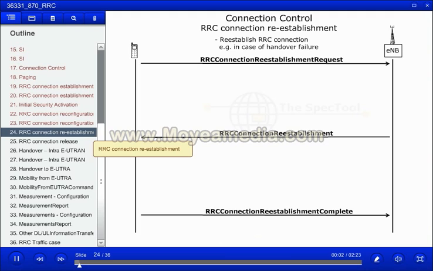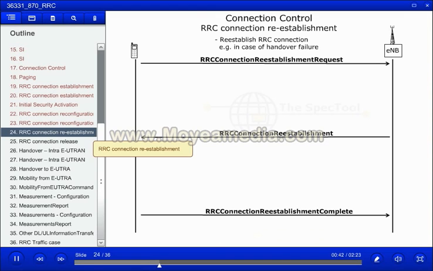The RRC connection reestablishment procedure is used to re-establish an RRC connection in, for example, the case of unsuccessful handover. It involves reactivation of signaling radio bearer 1 and security. It is only possible to make a successful re-establishment to an eNode B with a valid UE context. The UE will initiate the re-establishment procedure by sending the RRC connection re-establishment request message.